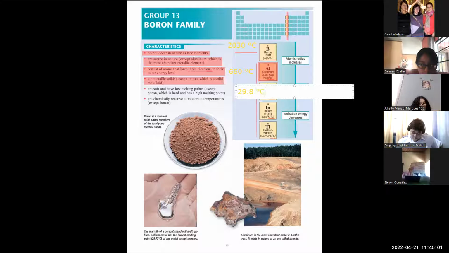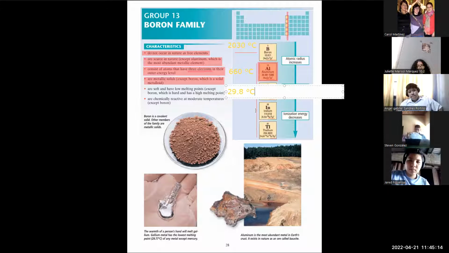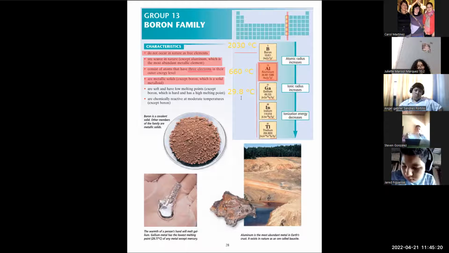29.8 degrees Celsius. Do you know what is the normal human temperature, by the way? I mean, how can we determine if we are sick? 36. 36, okay? 36, 37, that is the normal temperature of the human body. Take a look at the temperature of gallium. It's 29.8. It's less than 30. That means that us, with our normal body temperature, we're going to be able to melt gallium.